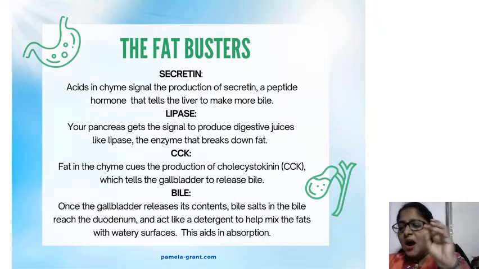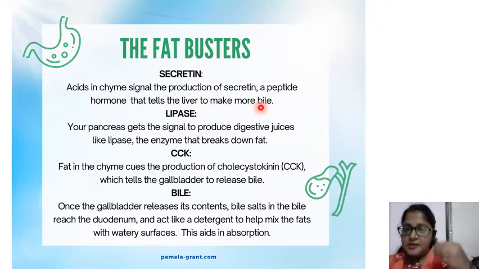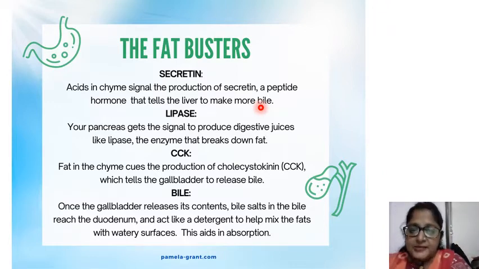So which are the fat busters? First is the secretin, which is a peptide hormone. It tells the liver to make more bile. So whenever there is any fatty food in your stomach, or fatty food in your mouth rather, the secretin is produced, and this peptide hormone tells the liver to make more bile so that there is better fat absorption. And there is lipase. Lipase also is the enzyme which breaks down fat.